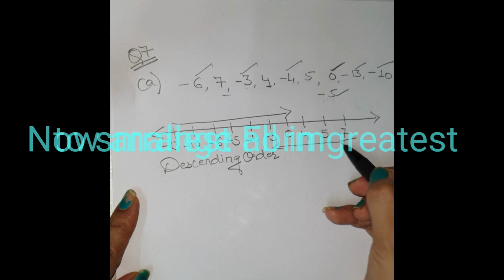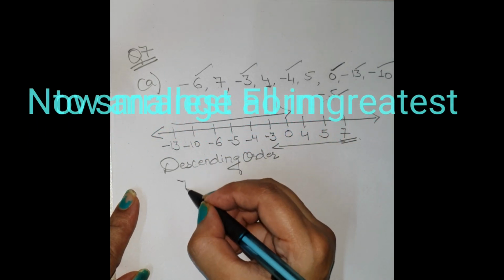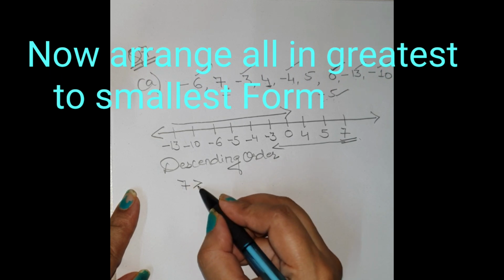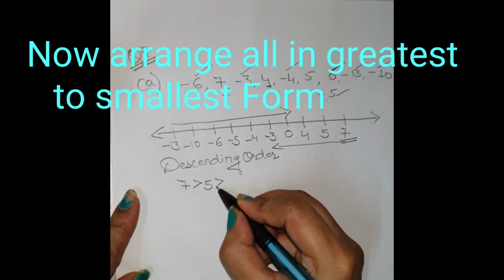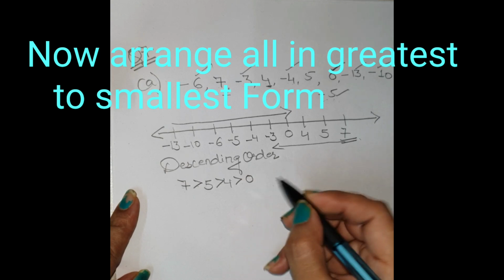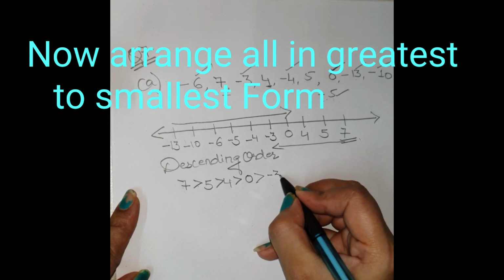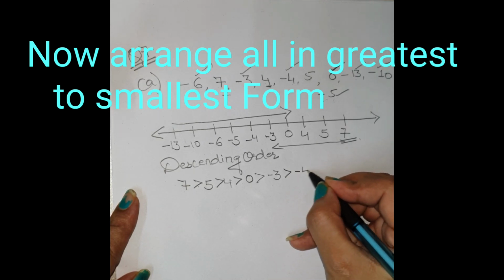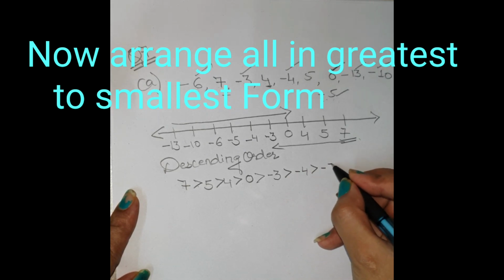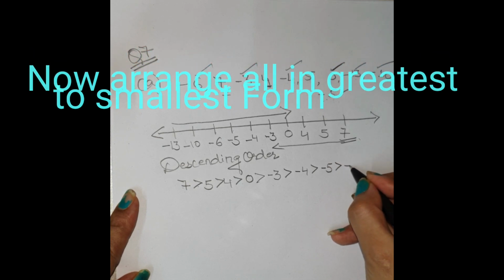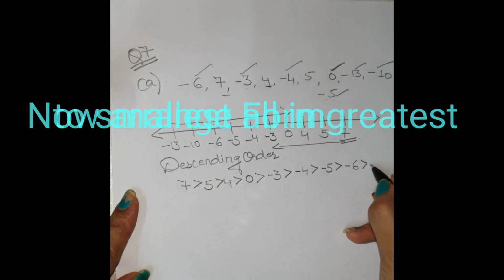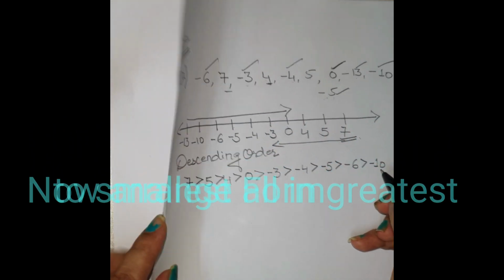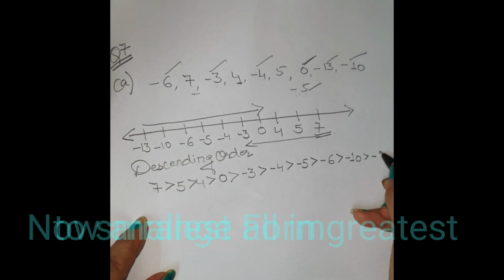So simply you will begin with this number 7. This is the greatest. Then this side sign will come because 7 is greater than 5. Then 5 is greater than 4. 4 is greater than 0. 0 is greater than all the negative integers, that is 0 is greater than minus 3. Minus 3 is greater than minus 4. Minus 4 is greater than minus 5, minus 5 is greater than minus 6, minus 6 is greater than minus 10, and finally minus 10 will be greater than minus 13.